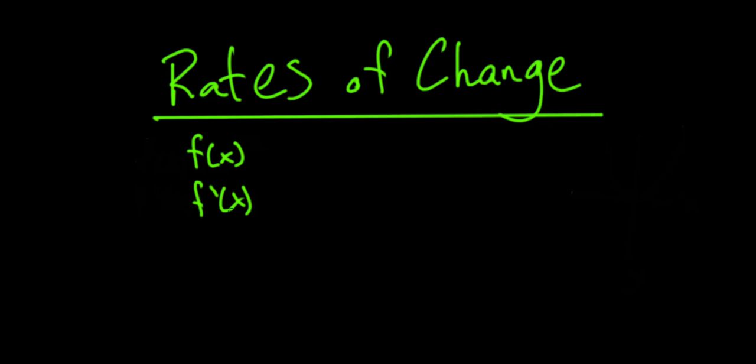If the slope is a positive number, then it's increasing. If it's negative, it's decreasing. And if the slope is 0, then the function is not changing at all. What I want to do is look at a graph of a function and see if what I just told you works, if it's really true.